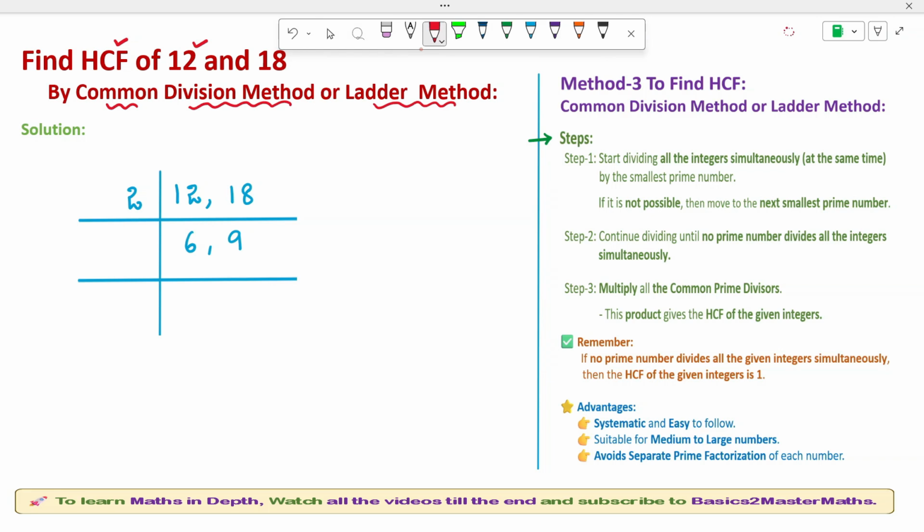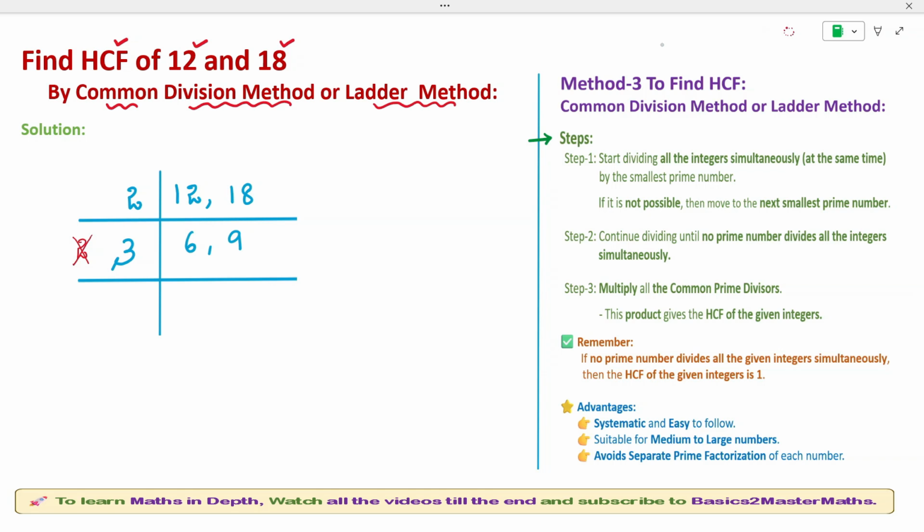Again, try dividing 6 and 9 by the smallest prime 2. Since 2 does not divide both integers 6 and 9 exactly, we move to the next smallest prime 3. Since 3 divides both integers 6 and 9 exactly, we get 2 and 3.